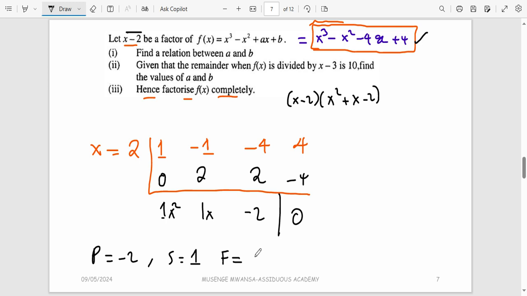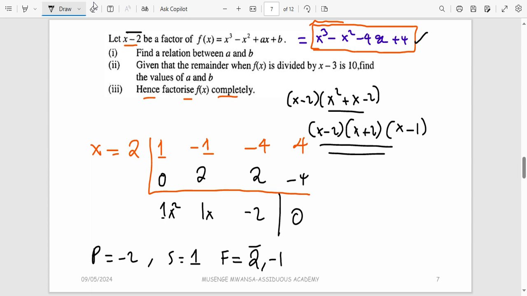If you multiply, you get negative 2. If you add them, you get a 1. So 2 times negative 1, it will give you negative 2. 2 minus 1 will give you a 1. So meaning that this is going to be x minus 2. For this one here, you can see we have got positive 2. So we're going to have x positive 2. Then I've got negative 1, x negative 1. So we are factorized completely.